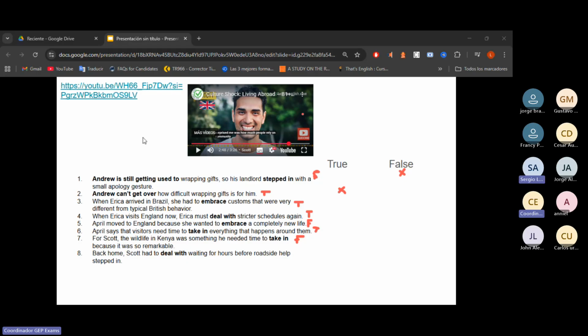Mire que la segunda parte dice, porque su arrendatario le enseñó a él. O sea, como si le hubiera enseñado que para una disculpa es bueno dar un regalo, ¿no? No, ahí no es que él le enseñó. Step in, ahorita yo les enseñé que es ayudar, meterse en. Ok, listo, bueno, dicho.